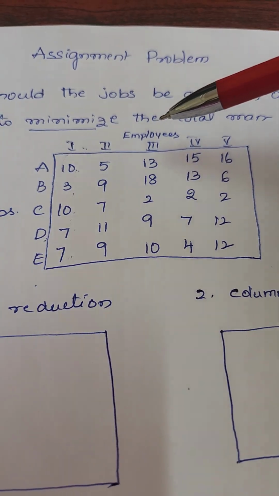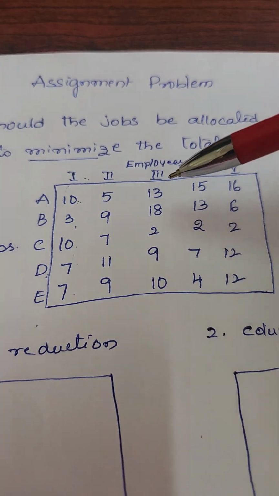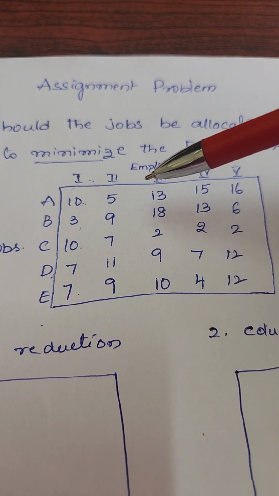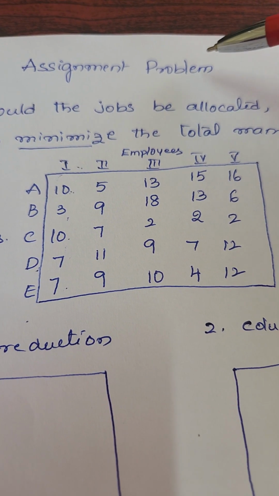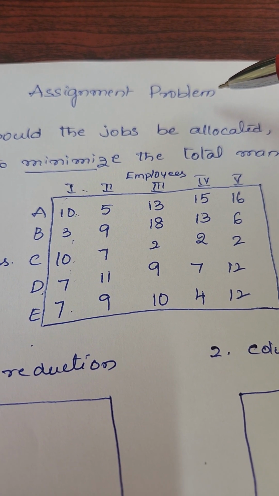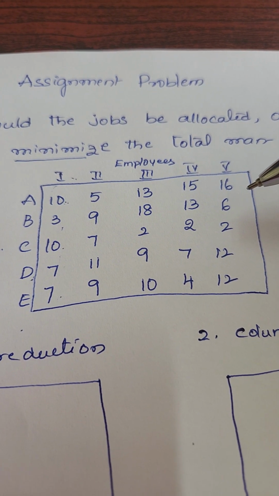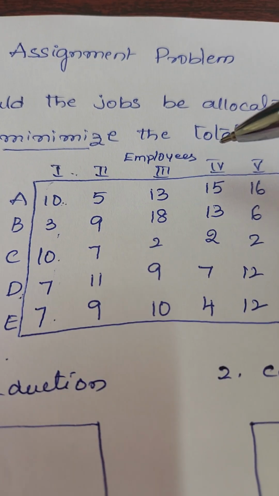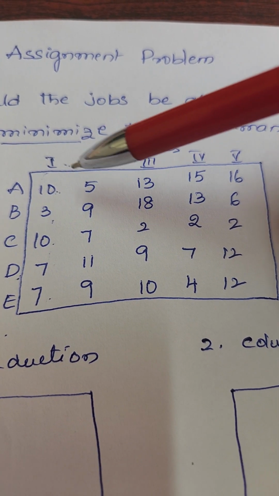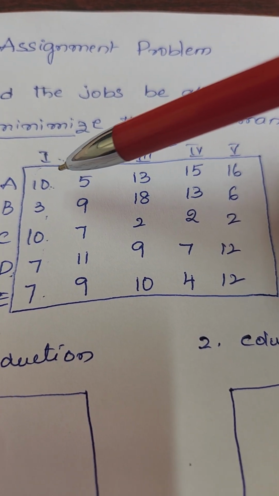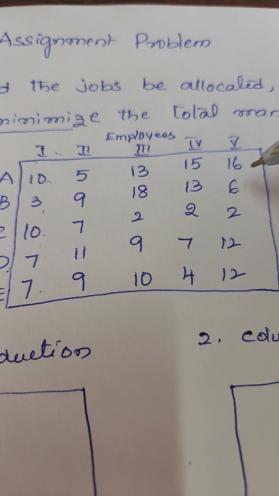Now our aim is to minimize the total man hours by assigning a job to an employee. In assignment problems we use the Hungarian method to solve these problems. In the Hungarian method, the first step is, from the given matrix, observe each row. From each row, take the least element. The first step is row reduction.